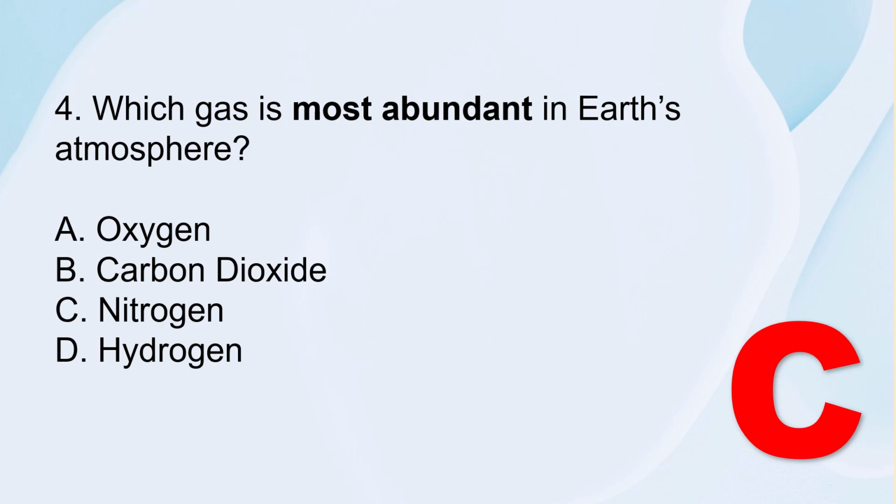Nitrogen composes 78% of Earth's atmosphere. Oxygen makes up about 21%. Carbon dioxide is less than 1%. And hydrogen is very rare in Earth's atmosphere. So the correct answer is letter C.